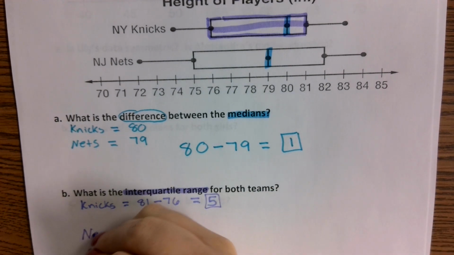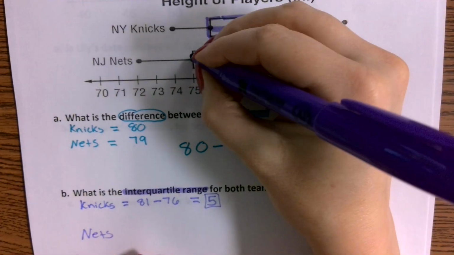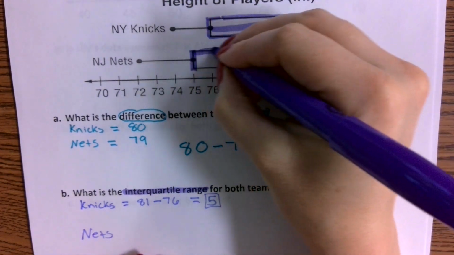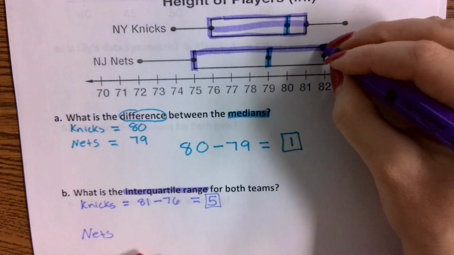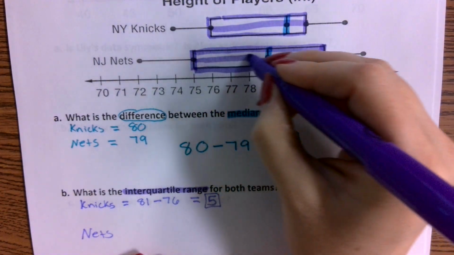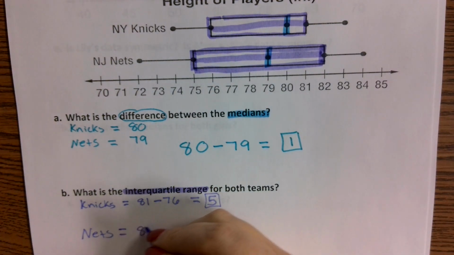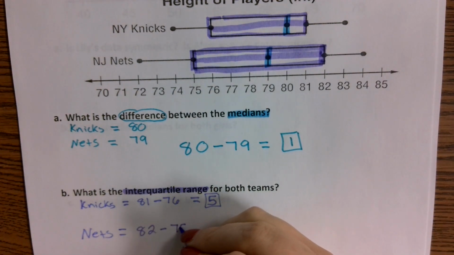Now we want to do the same thing for the Nets. Okay. So I want to know, what is their box size? How big is their box going to be? Starting at 75 and ending at 82. What is 82 minus 75? 7.